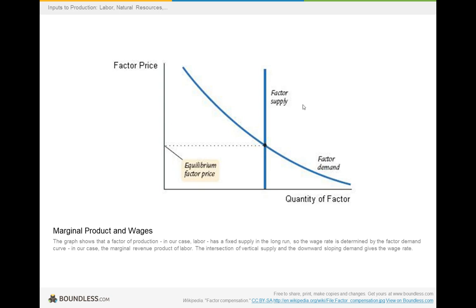Now, in the short run, this line or curve would actually be like this. So it'd be like other markets where we've seen kind of an X marks the spot type of scenario.